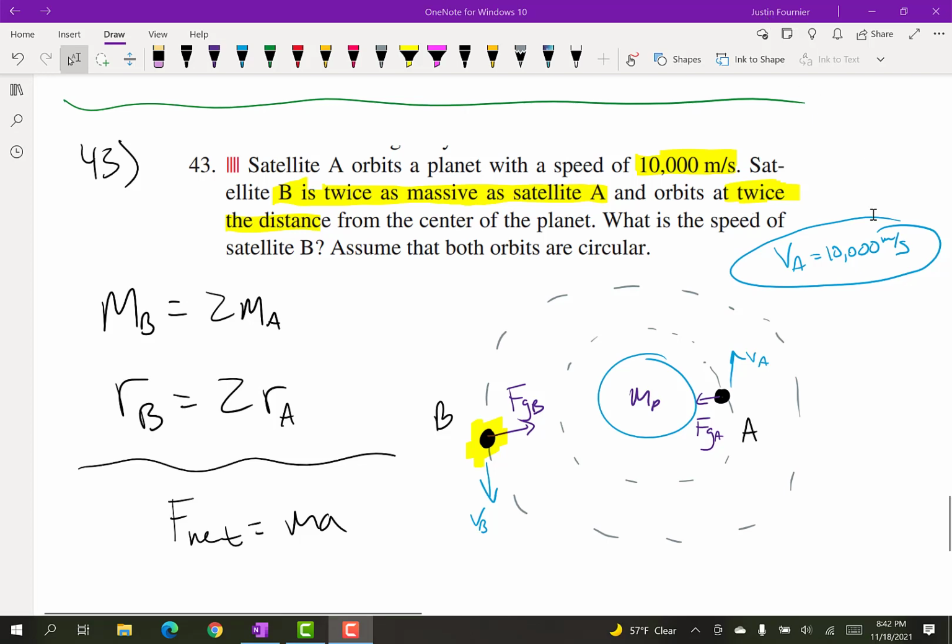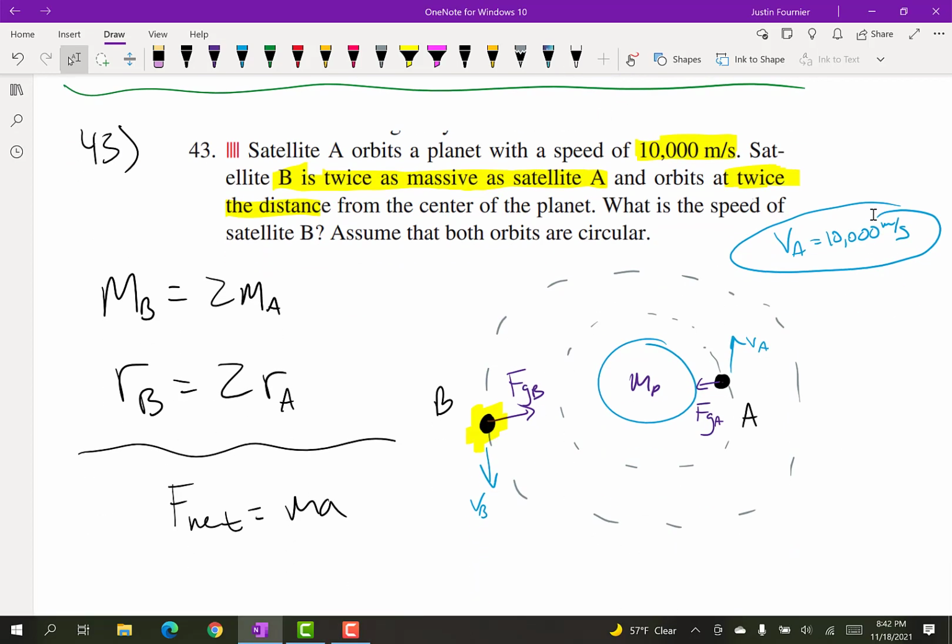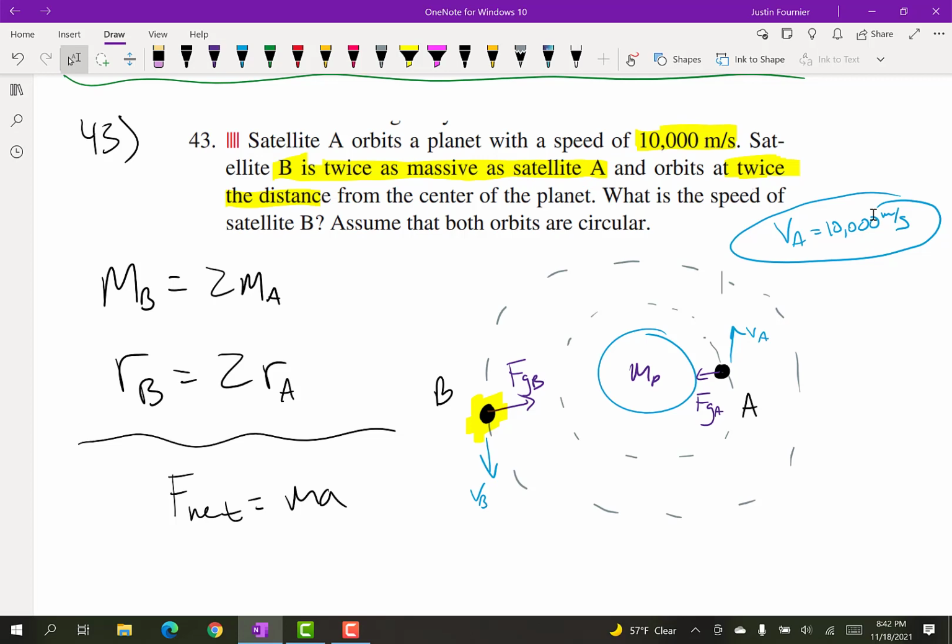Hi everybody. This was requested problem 43 from homework 6D. So this is chapter 6. I'm going to go through this actually really quickly. I did this in class in period 6 already.